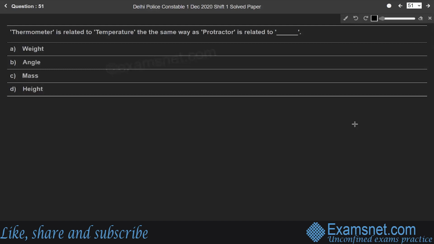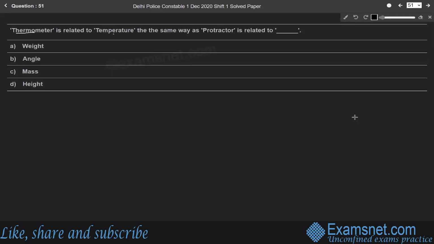Question 51. Thermometer is related to temperature in the same way as protractor is related to. So here the thermometer is used to measure the temperature, whereas protractor is used to measure angle. Therefore option B.